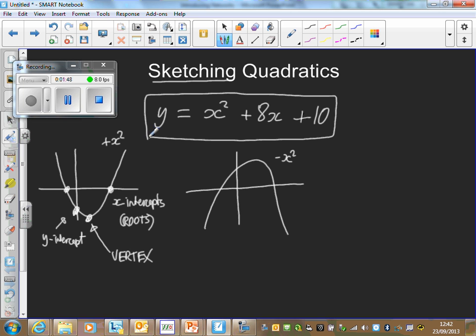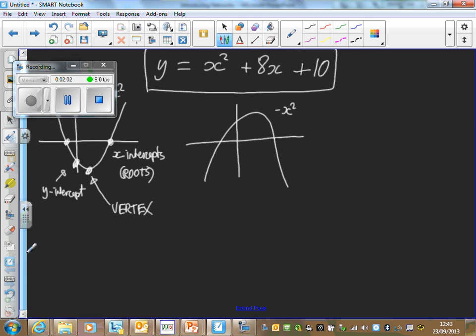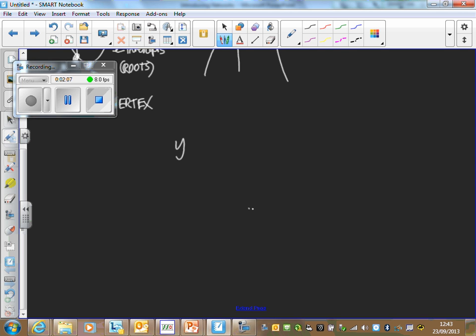And it just happens, all of the stuff which we've done on quadratics so far, we're going to apply it to all of this graph, which will help us find the x-intercepts, the y-intercepts, and the vertex. Okay? So, we can do the example y equals x squared plus 8x plus 10. Let's just extend the page.